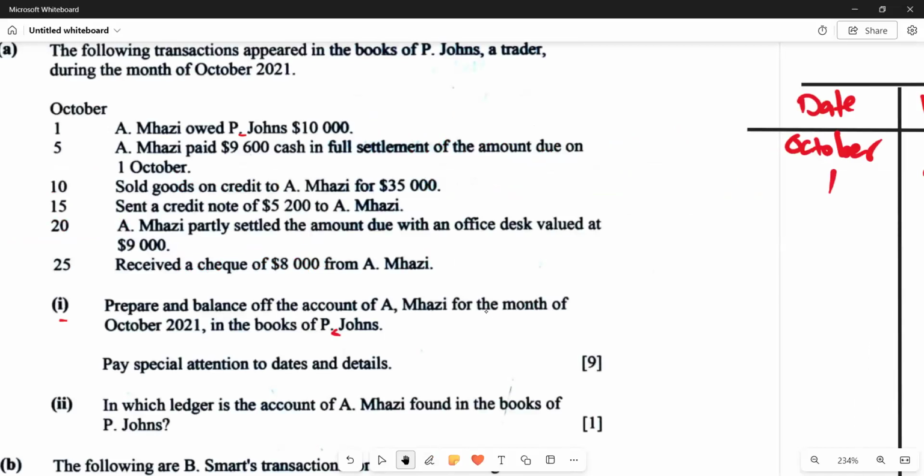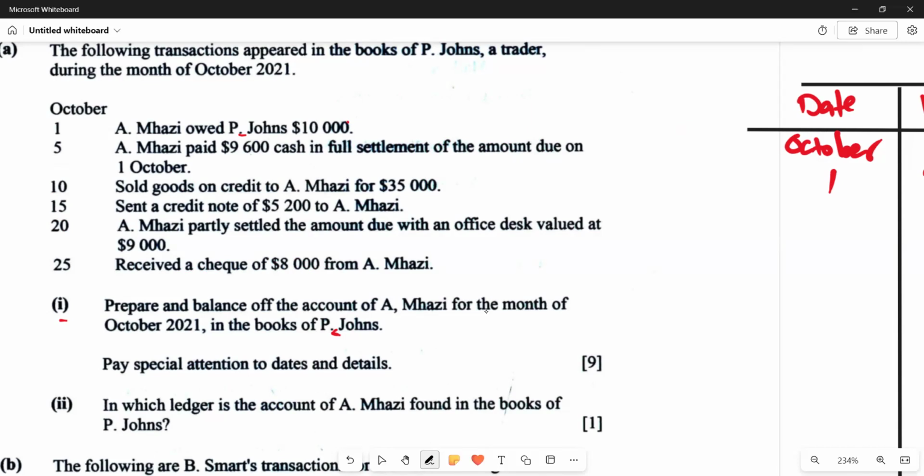On the 5th of October, A. Mazi paid 9,600 cash in full settlement of the amount due on 1 October. The amount due on 1 October is $10,000. And we are told that A. Mazi paid 9,600. So A. Mazi paid less than what he is owing. What does it mean? It means there is a discount that took place there.